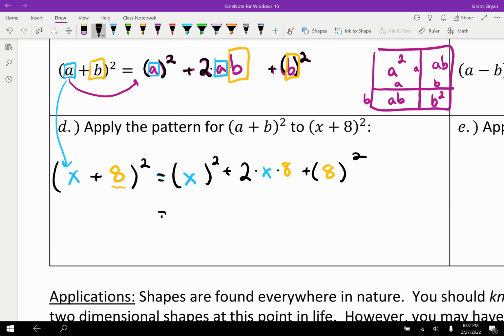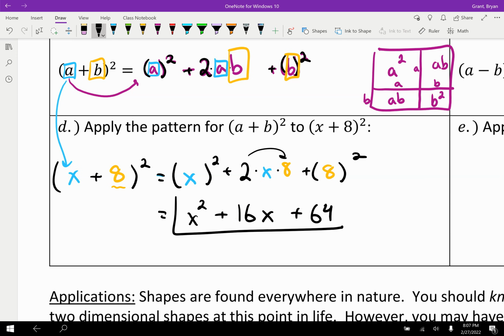And then we simplify. x with parentheses squared is just x squared. 2 times x times 8. Do multiplication in any order. I'll do 2 times 8 first. That'll get me 16, and the x is going to tag along. And then 8 squared is 64. Ta-da! We just did (x + 8) squared.